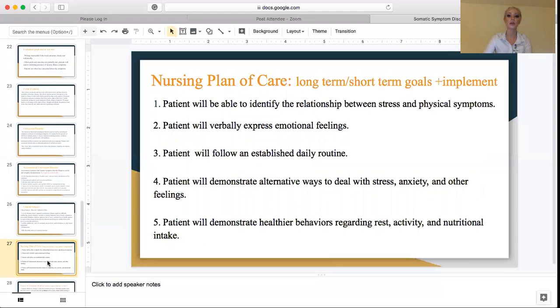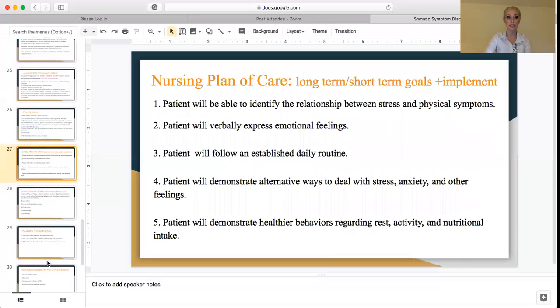Nursing plan of care, long-term and short-term goals. This is an implementation. So here we explain the patient will be able to identify relationship between stress and physical symptoms. The patient will verbally express emotional feelings. Patient will follow an established daily routine. They will demonstrate alternative ways to deal with stress, anxiety, and other feelings. And they demonstrate healthier behavior regarding rest, activity, and nutritional intake.